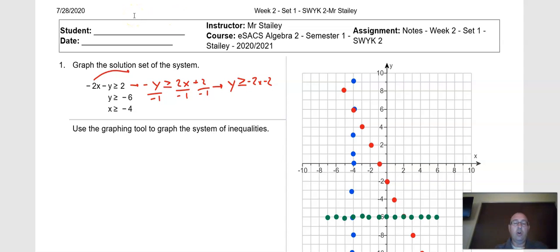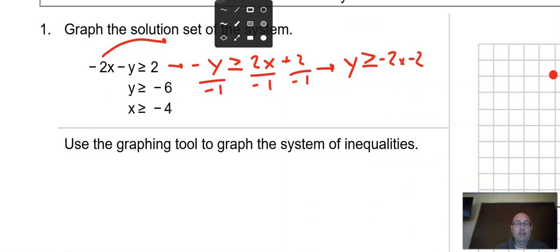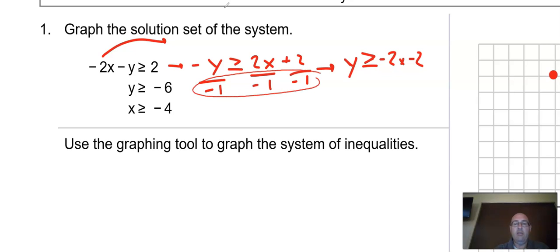Okay, so week 2, set 1, this is the notes for SWYK 2. You'll notice in this particular graphing situation, I have taken the first one and solved it for y, and by doing that, I added the 2x. Now you'll also notice that I divided by -1, and whenever we divide by -1, oh, whoa, mistake. Should say y is less than or equal to -2x minus 2.